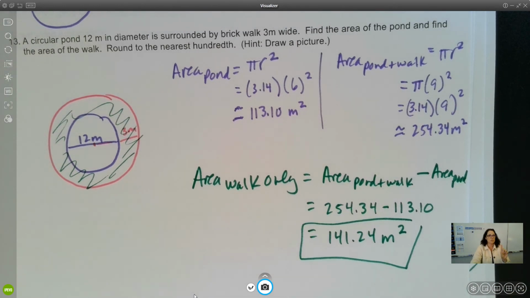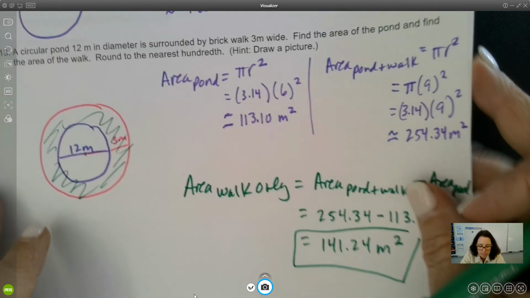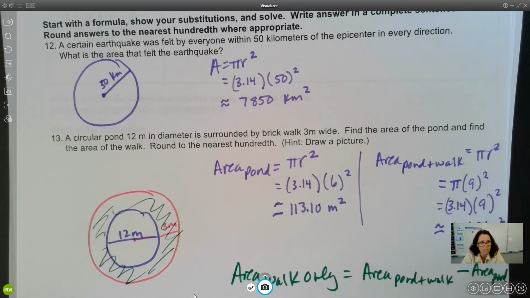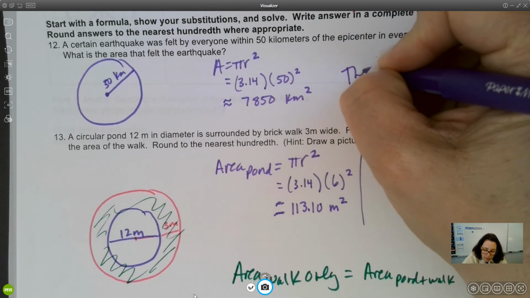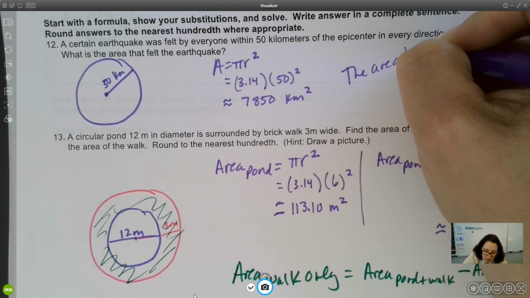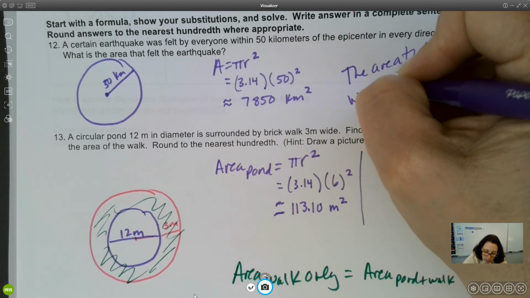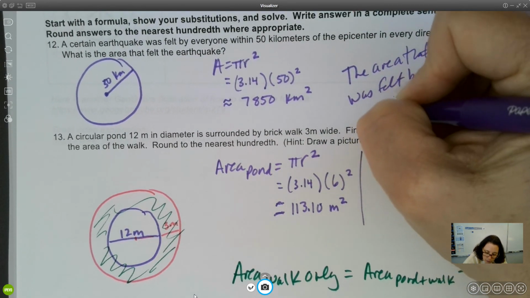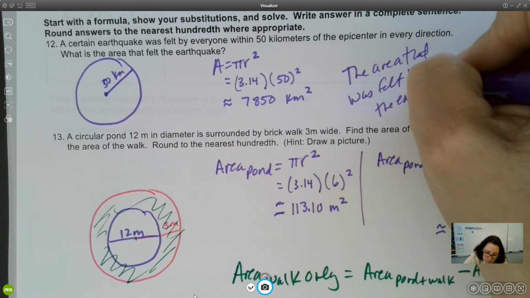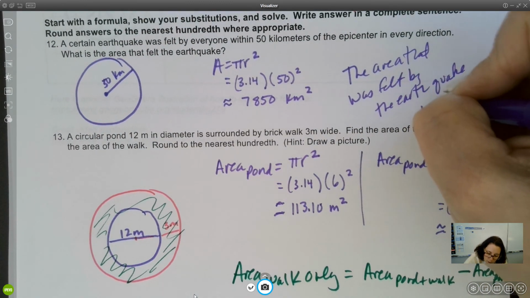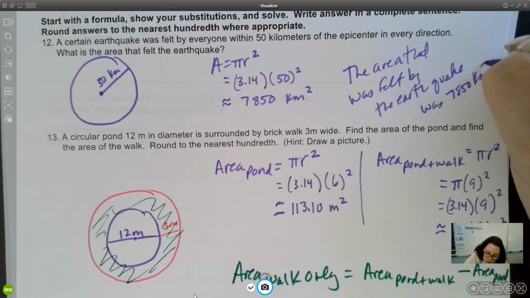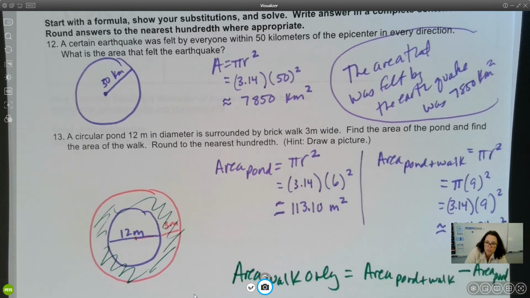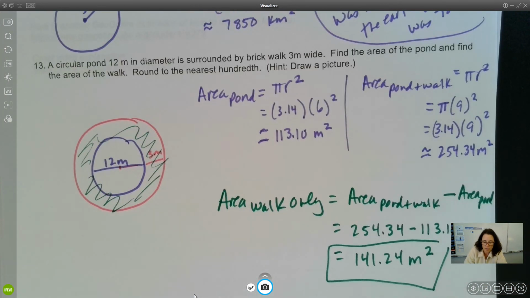And it says to write your answer in a sentence, I believe, on both of these, and I failed to do that on number 12. So let me go back and do that for both. The area that was felt by the earthquake was 7,850 kilometers squared. That's your answer in a sentence.